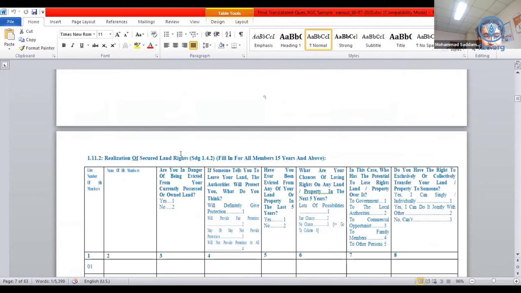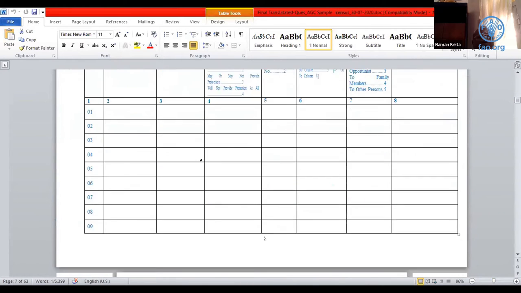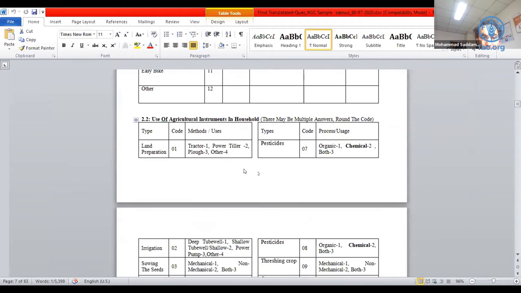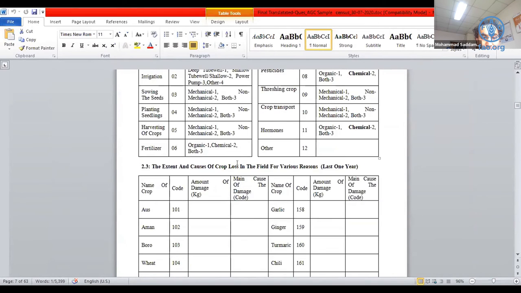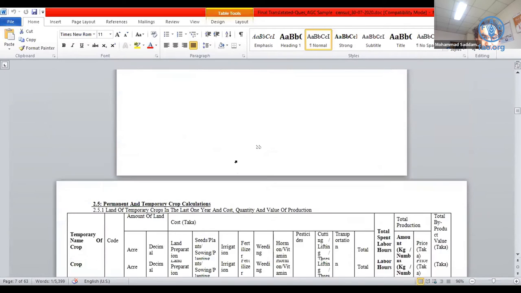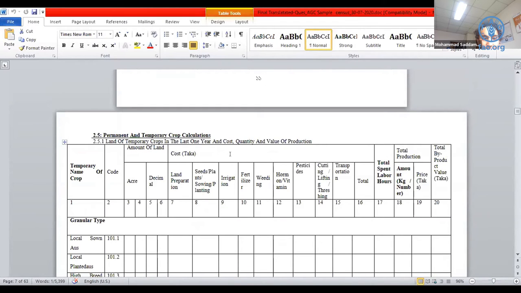So the production is that module 2? Yeah, this is module 2, information on the agriculture of household, 2.1, number and ownership of the vehicle used for agriculture purpose. Okay, I'm going to 2.5, which is relevant to us now. 2.5, the permanent and the temporary crop calculations, 2.5.1, land of the temporary crops in the last 1 year and cost, quantity and the value of production.